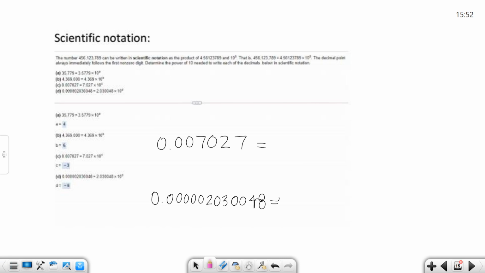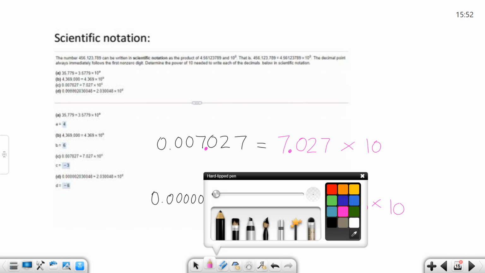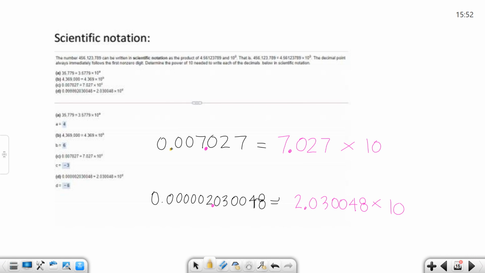Now, you're going to work it exactly the same way that you did the first one. So see, my first digit 7, my first non-zero digit 7. So this is going to be 7.027 times something. And looking at this one, my first non-zero digit's 2. So it's going to be 2.030048. Now then, all you're going to do after that is count the number of places you moved it. Right now, my decimal's right here. So I'm going to move it 1, 2, 3 places. But remember, it was a really small number. So since it was a really small number, that means it has a negative exponent.